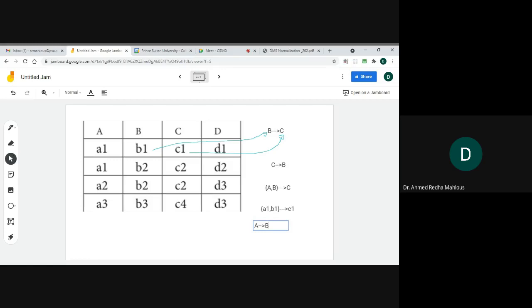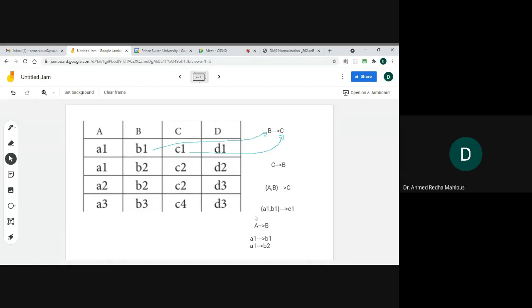Let's have a look at this one. A to B. Do you think it is a functional dependency? No, it's not. Why? There's a violation. A1 has two different values. A1 corresponds to B1, and here A1 I do have B2, which is different. If I want to write it, A1 in the first example gives me B1, and in another line A1 gives me B2. If you can see here, they are different.